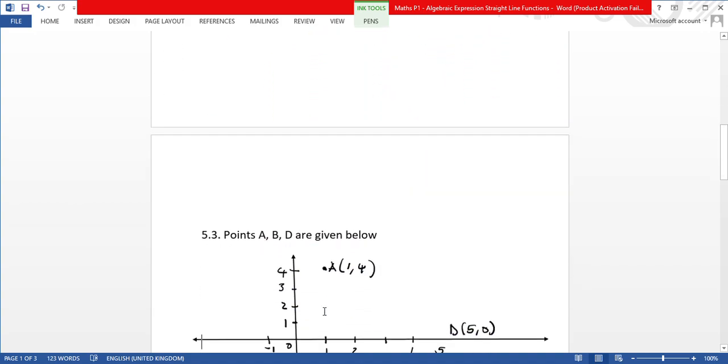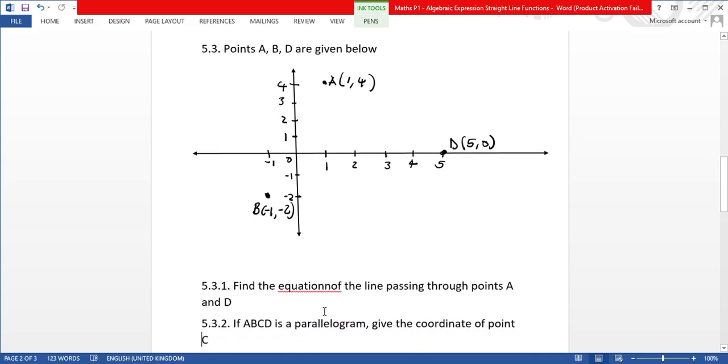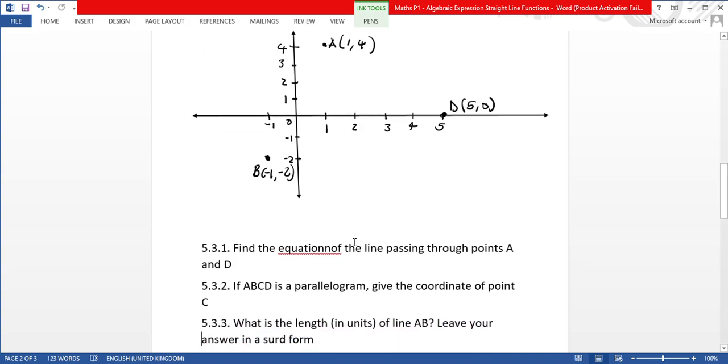So let's move on to the next question, 5.3. So 5.3 says points A, B, D are given below. Then the first question is find the equation of the line passing through points A and D. Okay, so basically we have to find the equation of the line that is passing through 2 points. We are given A and D, so these are the 2 points you're going to be dealing with.